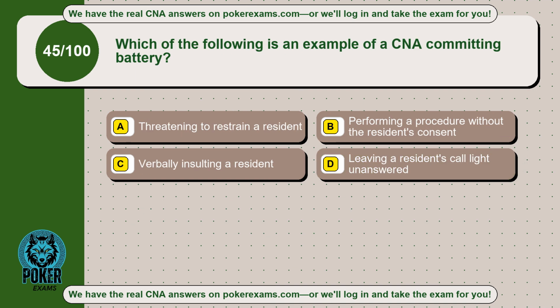Question 45. Which of the following is an example of a CNA committing battery? Option A. Threatening to restrain a resident. Option B. Performing a procedure without the resident's consent. Option C. Verbally insulting a resident. Option D. Leaving a resident's call light unanswered.